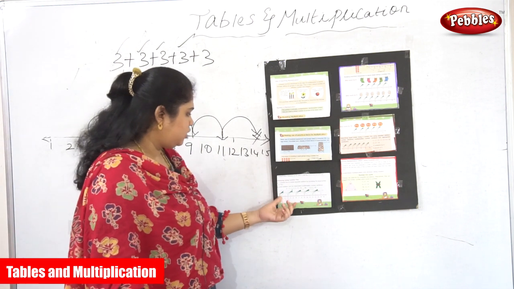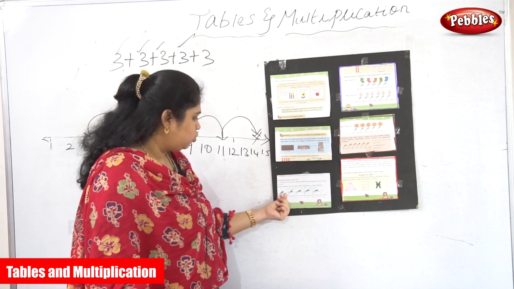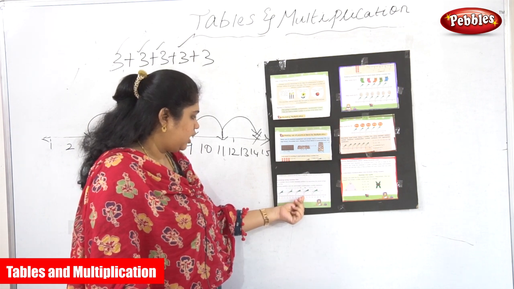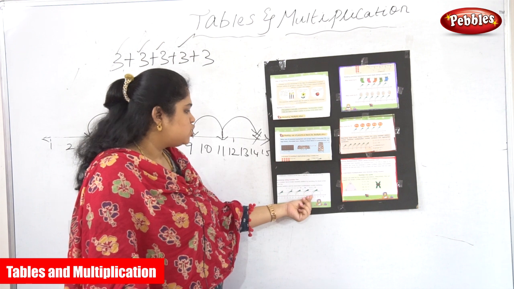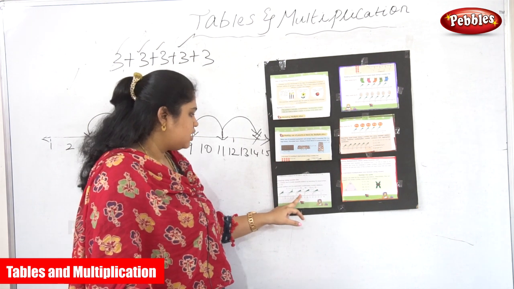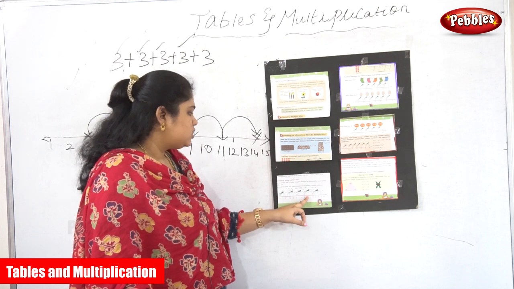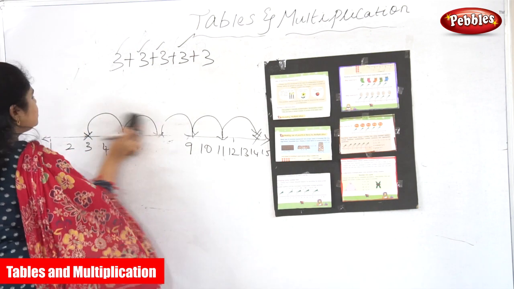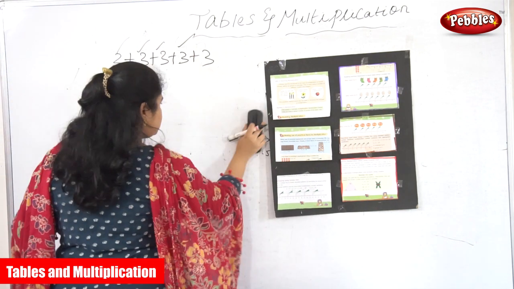If I put 5 3s, see here, 0 to 3, 3 to 6, 6 to 9, 9 to 12, 12 to 15. See here, 1, 2, 3, 4, 5, 6, 7, 8, 9, 10, 11, 12, 13, 14, 15. So this is how strip multiplication works out.